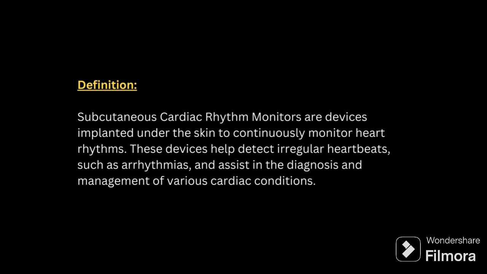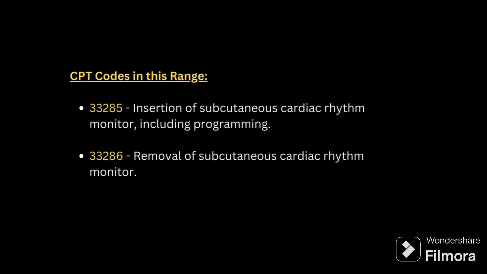Definition: subcutaneous cardiac rhythm monitors are devices implanted under the skin to continuously monitor heart rhythm. These devices help detect irregular heartbeats such as arrhythmias and assist in the diagnosis and management of various cardiac conditions. So the CPT codes for this range are 33285 and 33286. 33285 is for insertion of subcutaneous cardiac rhythm monitor and 33286 is for removal of subcutaneous cardiac rhythm monitor.